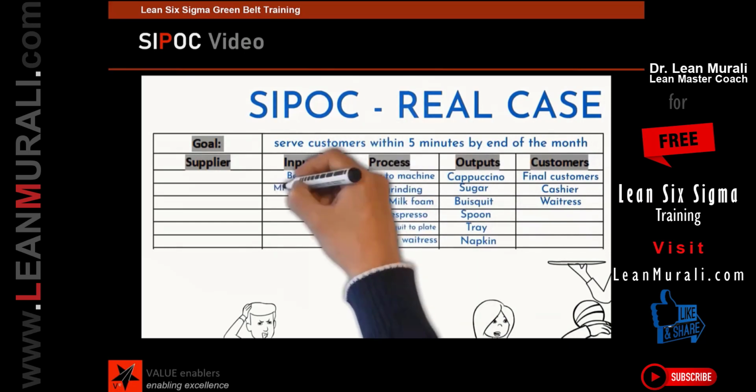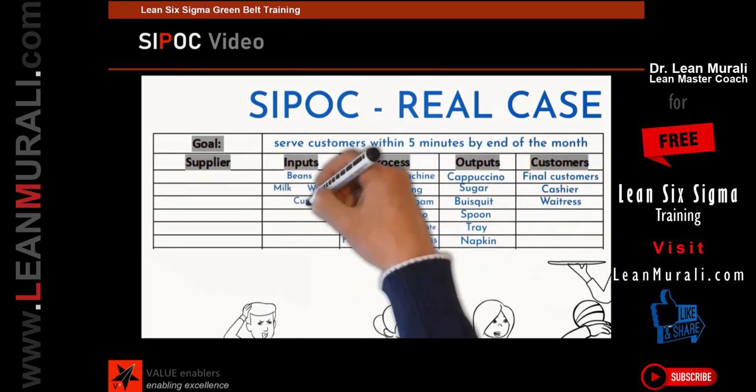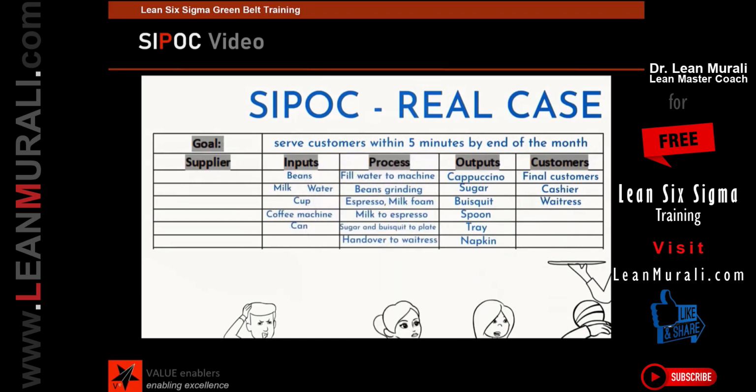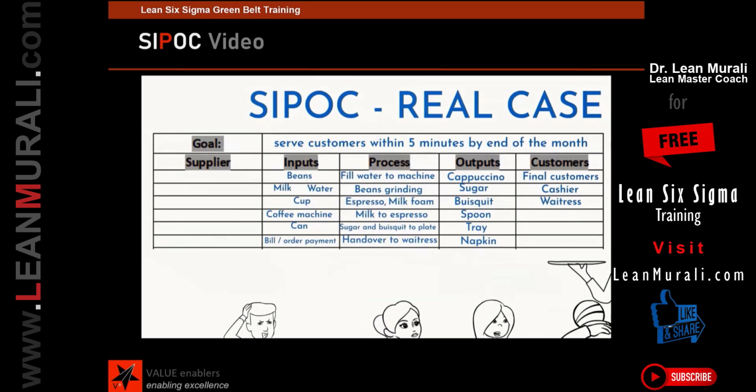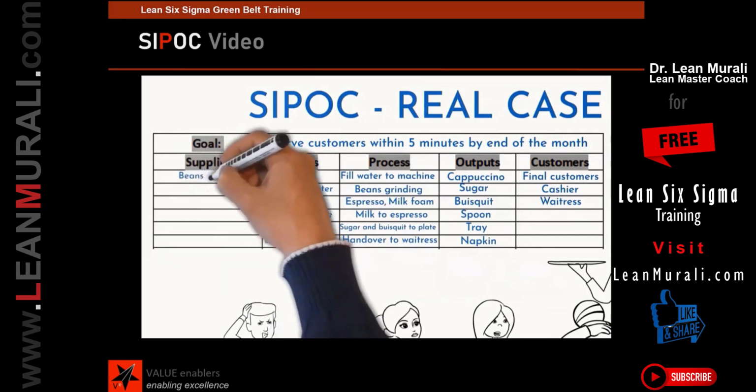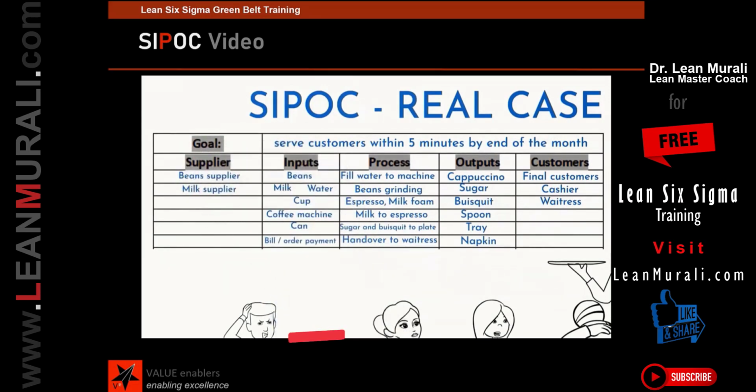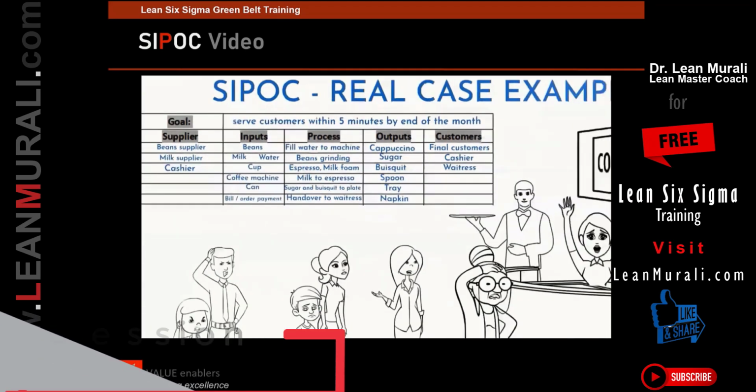Inputs required to make coffee are coffee beans, milk, water, cup, machine, and the can. A paid order is also a required input. Coffee will not be made without it. And there is a list of suppliers delivering all the important things. The cashier is a supplier too, because he informs about the paid order.